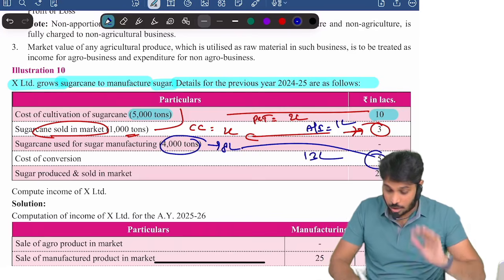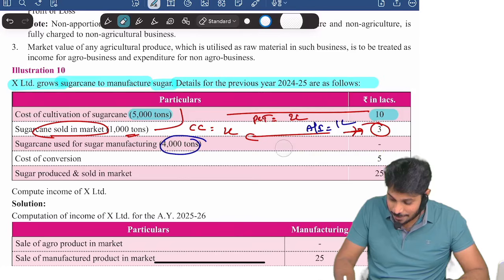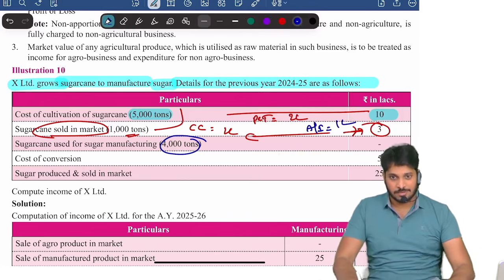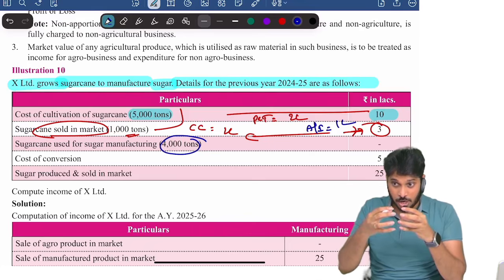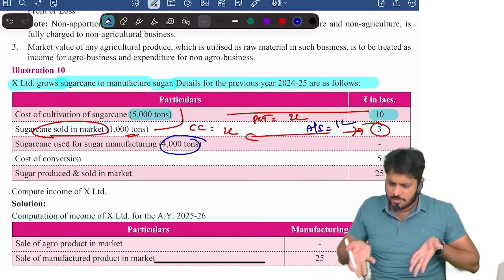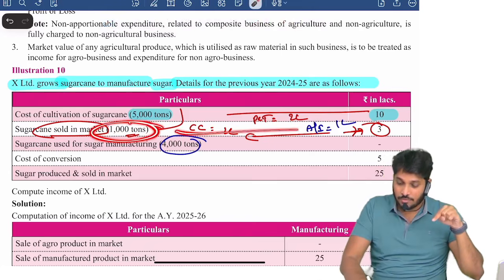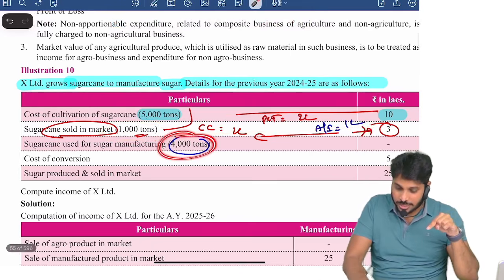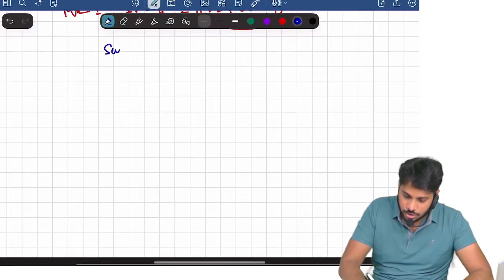No. You should not do like this. You remember rule number 7. If agriculture produce is used for further manufacturing, cost of production you should not take. Market value you should take. Market value information not given? No, they gave. Sale value they gave 1 ton 3 lakhs. So for 4 tons how much it will be? 12 lakhs. Correct?